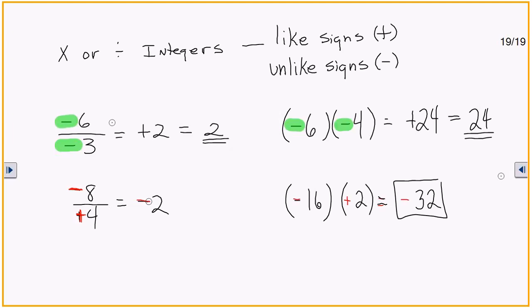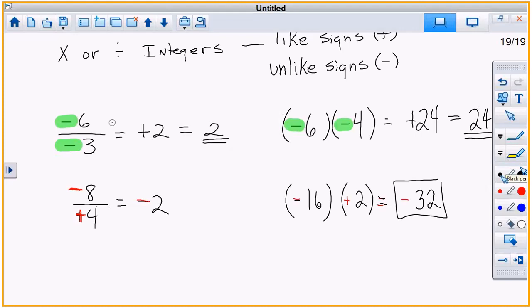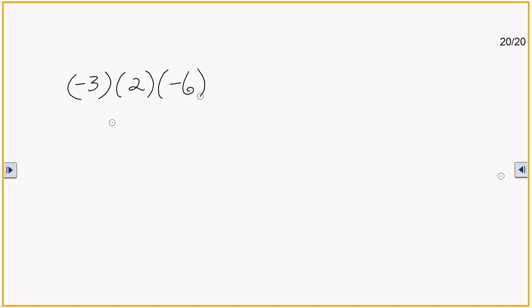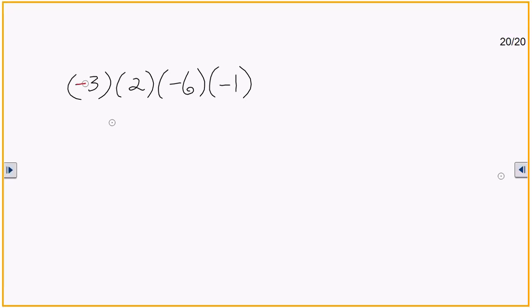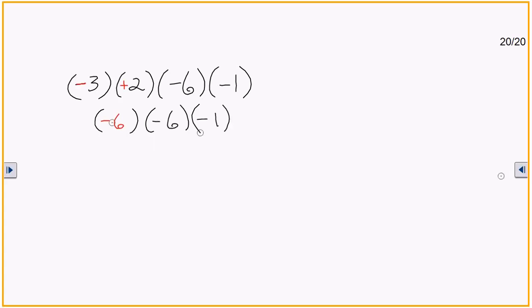Okay? Now, what if you have more than one or two? Same thing. So let's go to another example. -3 times +2 times -6 times -1. Go left to right. Okay, this is negative, this is positive. So that's going to give me a -6 times -6 times -1. Now the reason I'm doing this in red is I'm showing you that the negative and the positive make this -6.